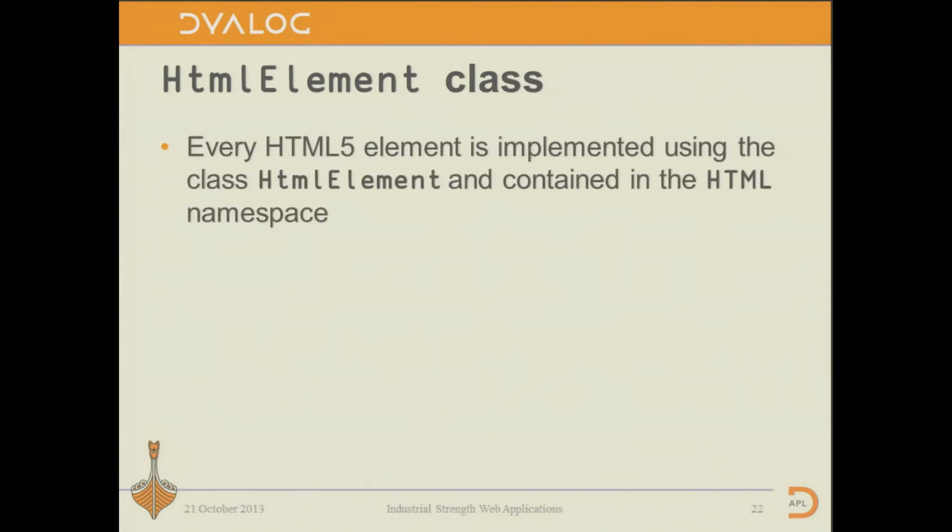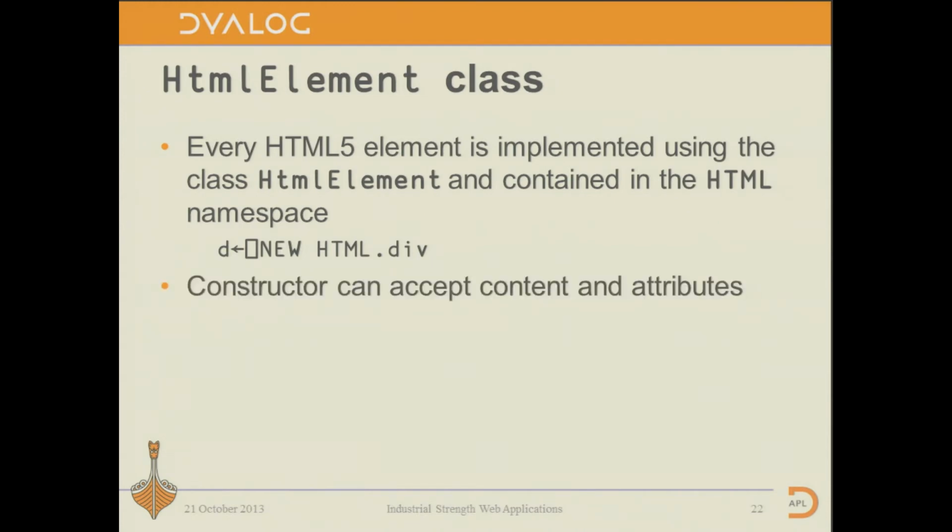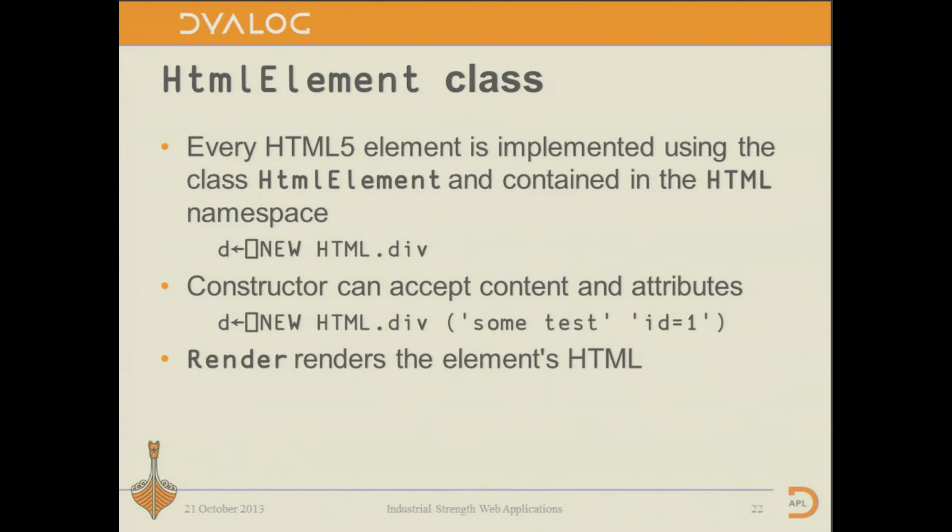So I'm going to talk about the HTML element class. Every HTML5 element is implemented as an instance of the HTML element base class, and it's contained in the HTML namespace. Here I'm creating a new HTML division element. The constructor can accept content and a list of attributes, and render is then used to render the element's HTML.